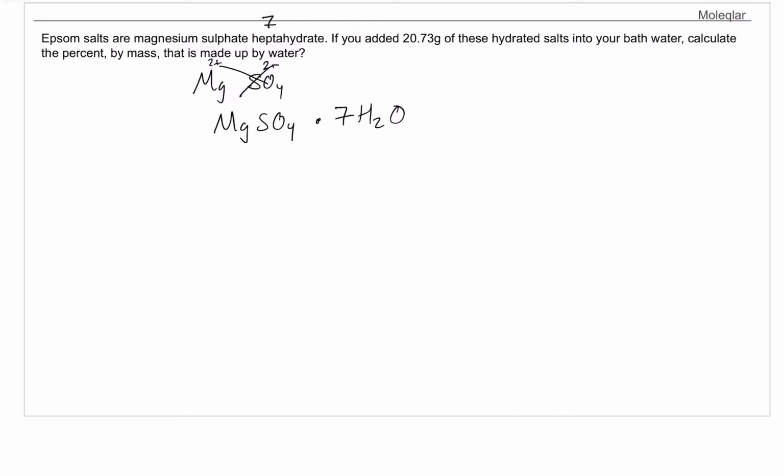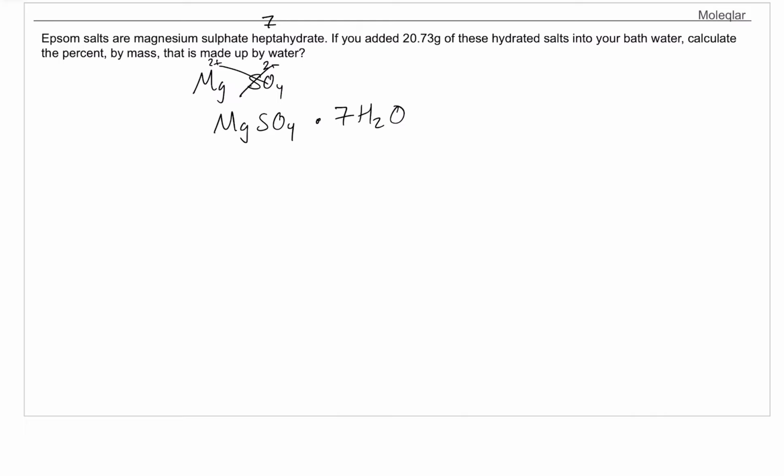Now, we could do a percent composition right here, right? And this is what we're going to do. But this question has a little bit of added complexity because it's giving you an actual sample size of the Epsom salt. So it says if you added 20.73 grams of these hydrated salts, so the one that has the water attached to it, into your bath water, calculate the percent by mass that is made up of water. Okay, shouldn't be a question mark. It should just be a statement. Okay, so let's take a look at this.